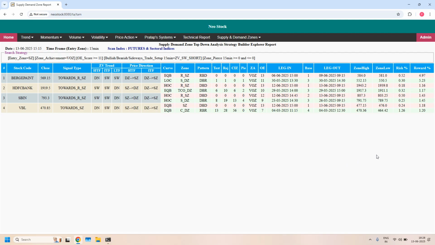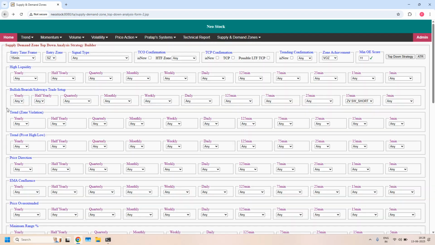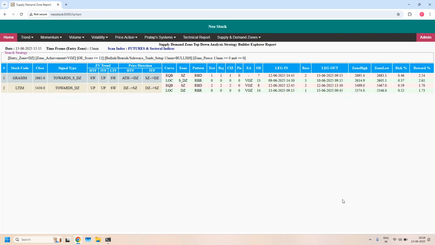Okay, next we will look into bullish trade setup for daily income trade. The changes are 15 minutes demand zone and here bullish and also minimum odd and hands score should be 12. Now all the 3 filters are applied to 15 minutes demand zone. Let's filter. So we got 2 stocks supporting bullish trade setup for daily income trade and entry time frame zones are 15 minutes demand zones.